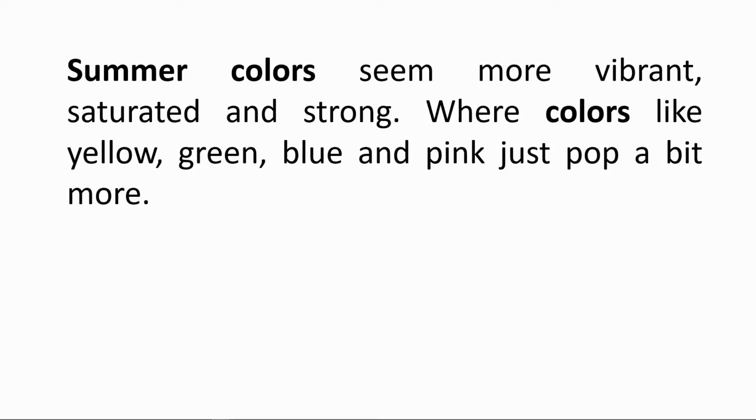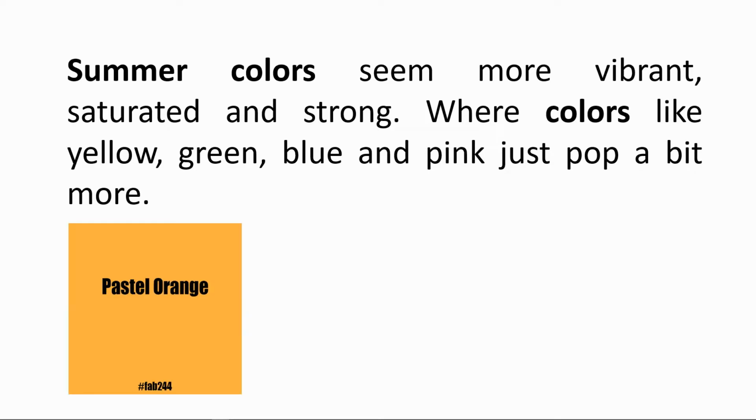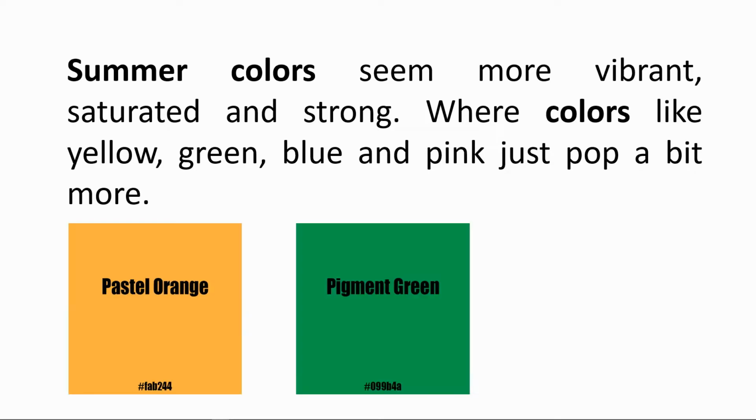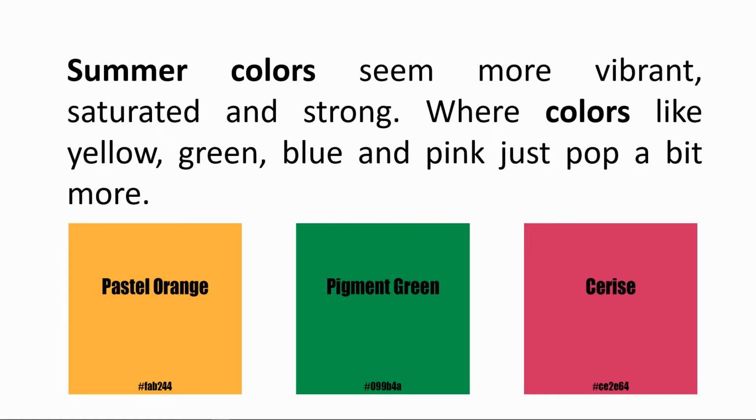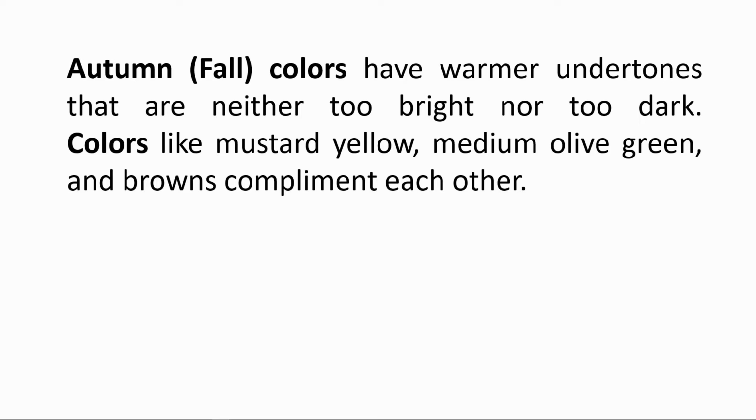If we look at summer colors, summer colors seem more vibrant, saturated, and strong, where colors like yellow, green, blue, and pink just pop a bit more. So we have this pastel orange, pigment green, and cerise. Again, if you see them on a black background, they're going to pop a little bit more for you. They give you that summery feel when you look at them too.